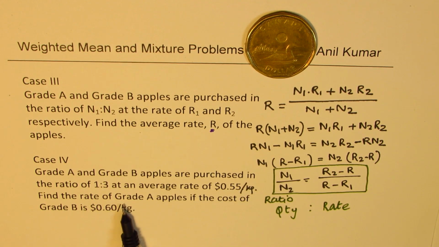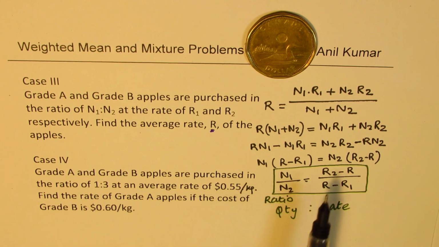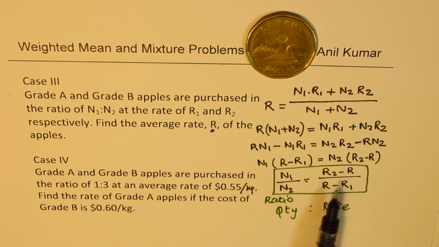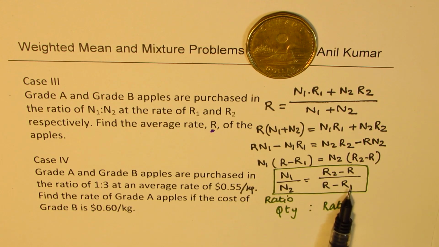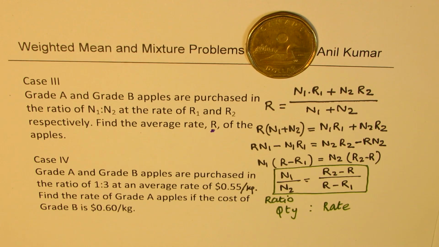So what I would like you to do here is to pause the video, plug in these values, n1 being 1 and n2 being 3. So 1 and 3, and we know R2 is 60, right? 60 minus 55 in cents, and we know this is 55 minus R1. You can find R1, correct? So this formula can help you to get the answer straight away. So let's try to figure it out.